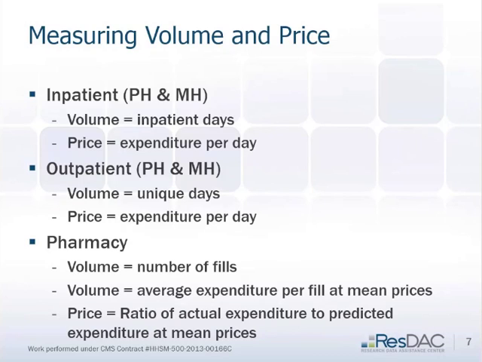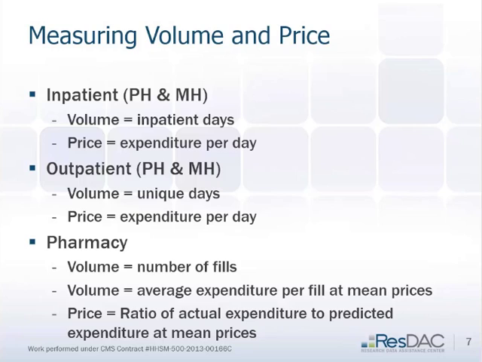And then this talks about how we measure price and volume. So how do you measure price and volume in claims? Well, for inpatient, it's pretty straightforward. Volume is the number of inpatient days, and price is the expenditure per day. So the average expenditure for an inpatient day. So that's our measure of price and volume. Certainly, all inpatient days aren't the same. A day spent in the ICU is more costly than a day on the general floor. But we picked an inpatient day.